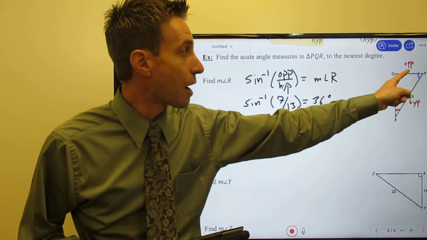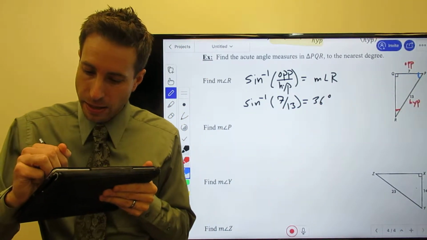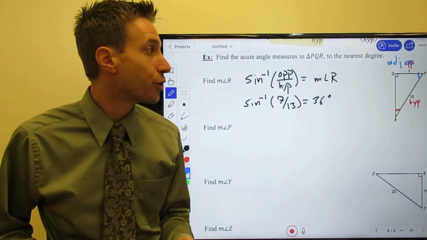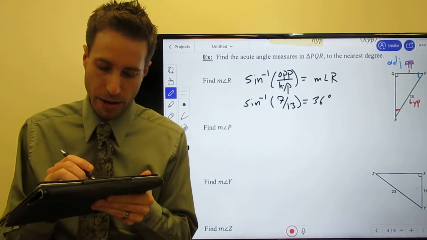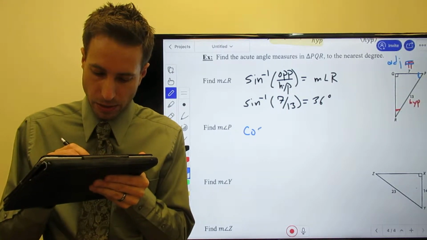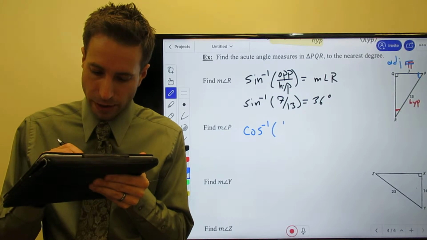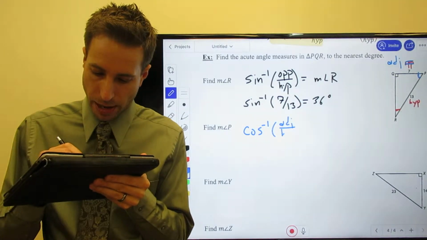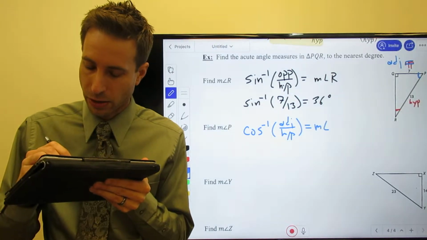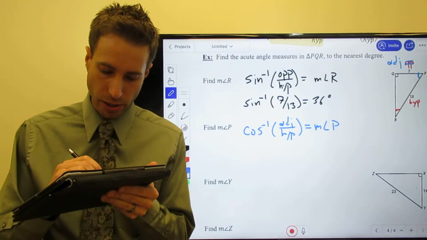Well, that means now that 7 would be the adjacent side because it's right next to the angle, and 13 is, well, it's still the hypotenuse. Well, adjacent hypotenuse, that's cosine. So inverse cosine of adjacent over hypotenuse is equal to the measure of angle P. And plug and chug, guys.